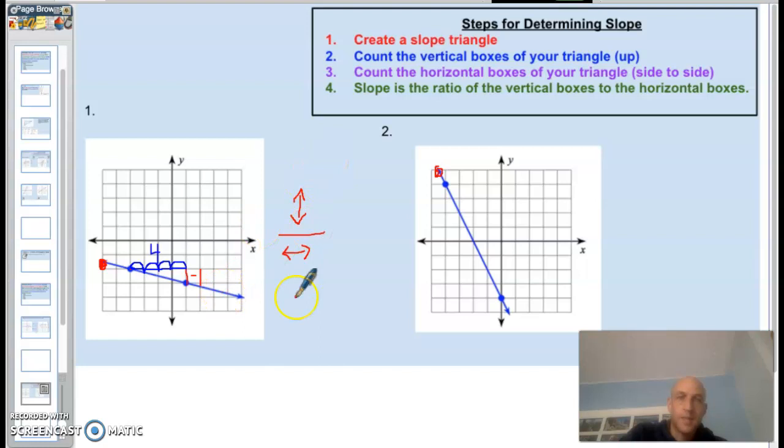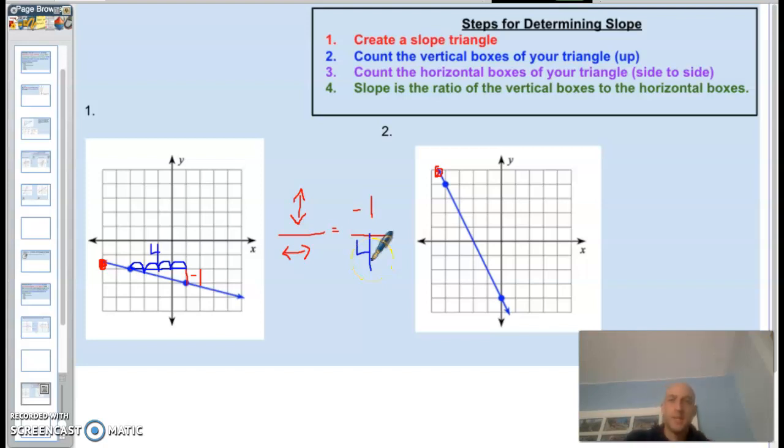So how much did this slope triangle go up or down? Well, we can see right here it went down 1, negative 1. And it went over 4. So the slope is negative 1/4.